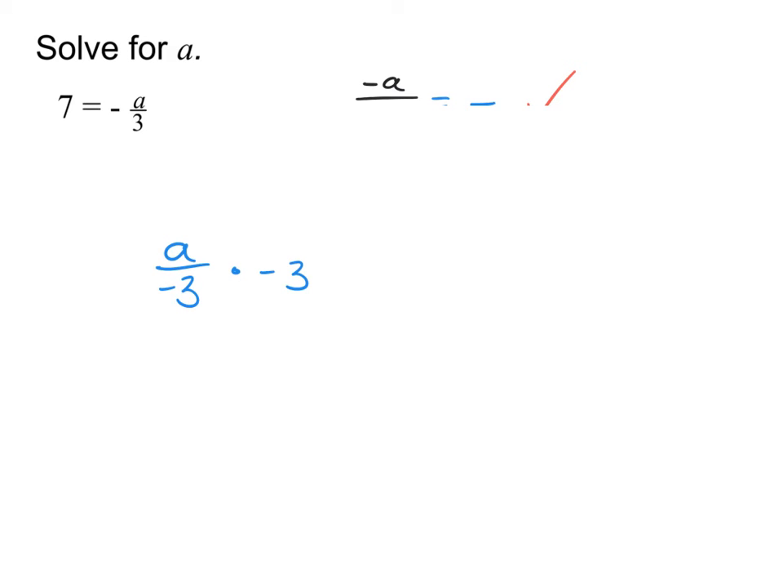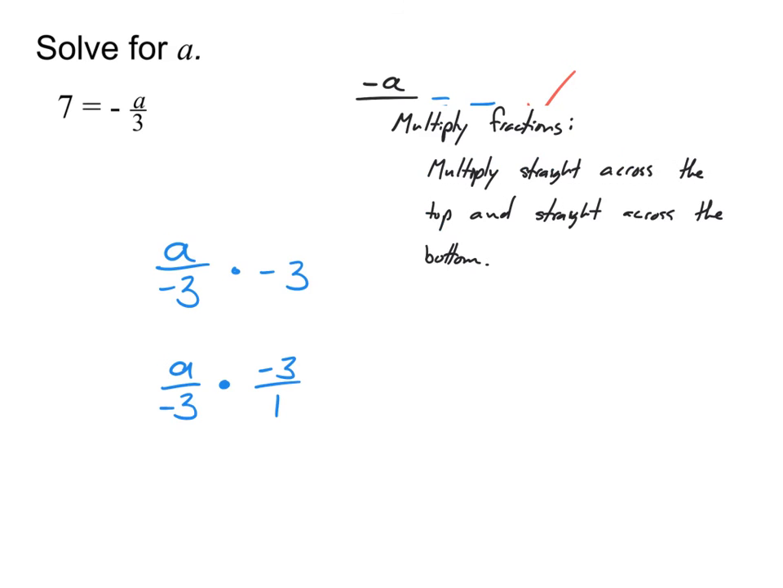Now, notice I'm multiplying a fraction by something. I know how to multiply two fractions together, so I'm going to write them both as a fraction. So it's going to be a over negative 3, that was already a fraction, times, now I want to write negative 3 as a fraction. Any number can be written as a fraction by just writing it over 1, because negative 3 divided by 1 is still just negative 3. All right, so now they're both fractions. I did that because I now can use what I know about how to multiply fractions. In order to multiply fractions, we multiply straight across the top and straight across the bottom.